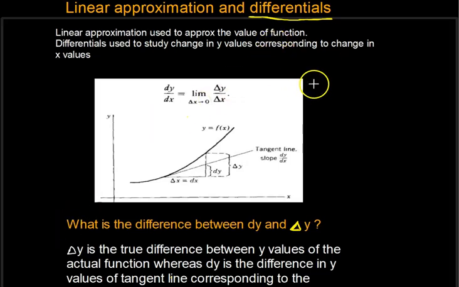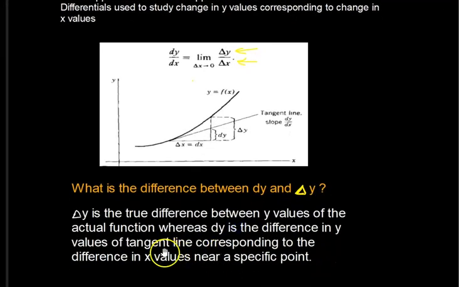As we said, for differentials, we deal with change in x values as well as change in y values. Here, delta y is used to represent change in y values and delta x is used to represent change in x values. Before going further, let us see what's the difference between dy and delta y. They both represent change in y values, but how are they different? Delta y is the true difference between y values of the actual function, whereas dy is the difference in y values of the tangent line corresponding to the difference in x values near a specific point.